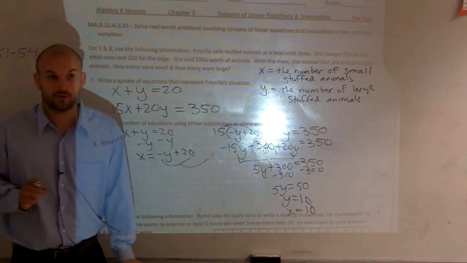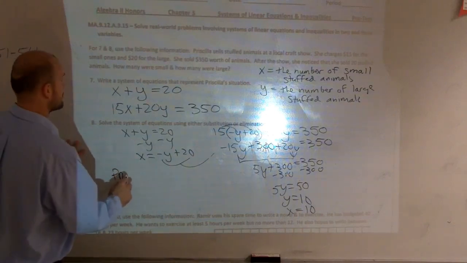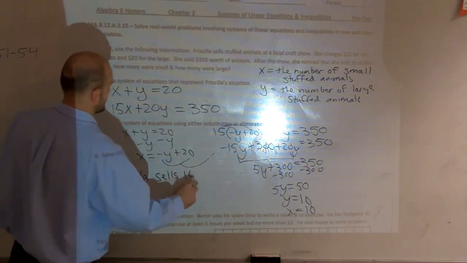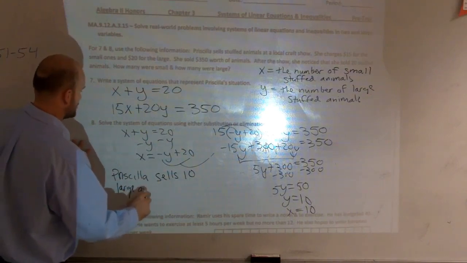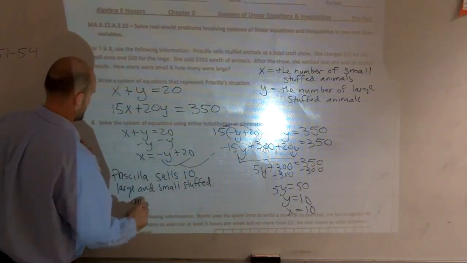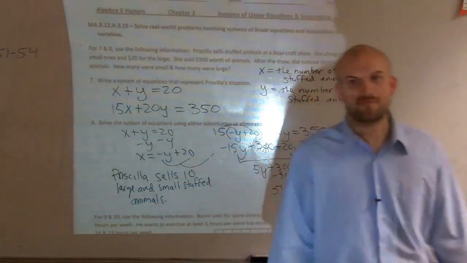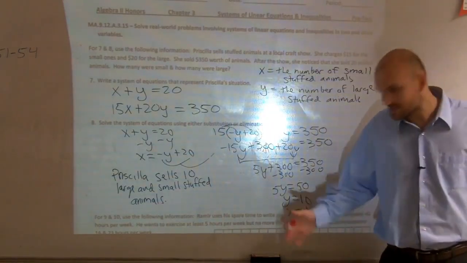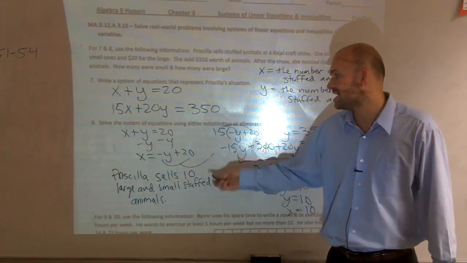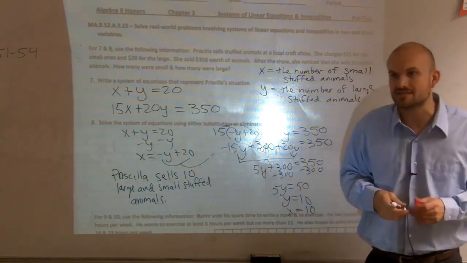The last step that I want you to do for your word problem, because a word problem is a lot of steps and a lot of work to read through, is to say Priscilla sells 10 large and 10 small stuffed animals. The reason we put it back into a word problem is to check whether it makes sense in the context of the problem. Our answers, y and x, don't make sense by themselves. But when you say she sells 10 large and 10 small stuffed animals, does that make sense? Yes, in the context of your equations, that's going to make sense.